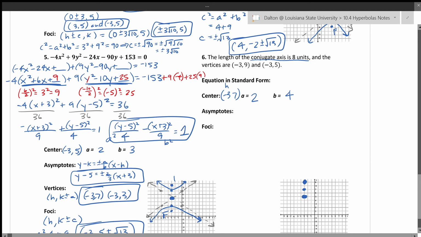Alright, I'm about to just tell you the answers verbally. The asymptote ends up being y minus 7 equals plus or minus, when you reduce a over b, which is 2/4, it'll end up being 1/2 times x.